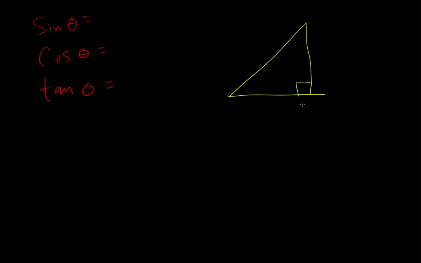So if we have a right triangle like this, and we call this angle theta, then the side across from it is called the opposite side. This long side that's opposite the 90-degree angle is called the hypotenuse. And the side that's touching the angle that's not the hypotenuse is called the adjacent side.